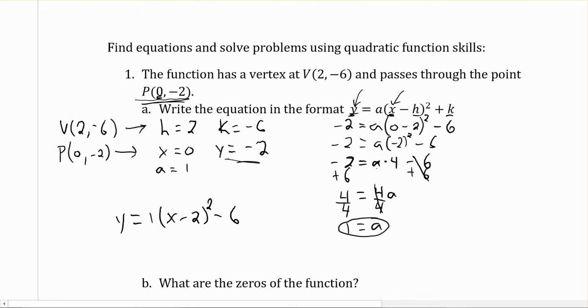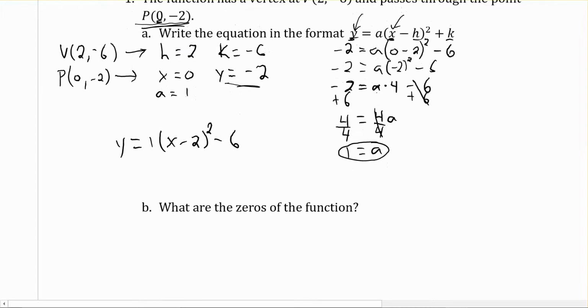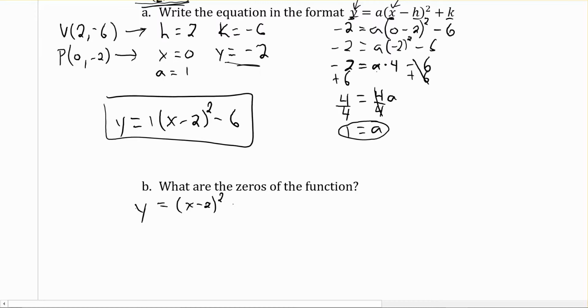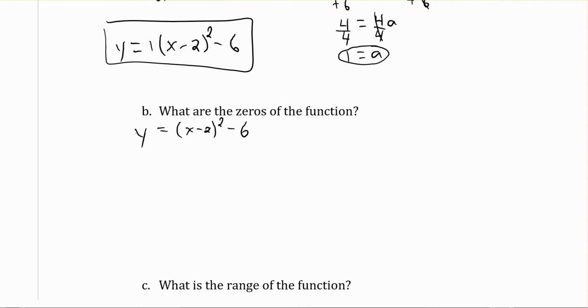Okay, the next one says, what are the zeros of the function? So that was our formula in vertex form. This form is really no good for figuring out what our zeros or x-intercepts are. So we've got to switch that back to our standard form. I'm just going to write it again right here: y is equal to (x minus 2) squared minus 6.